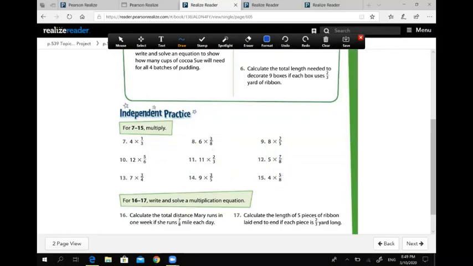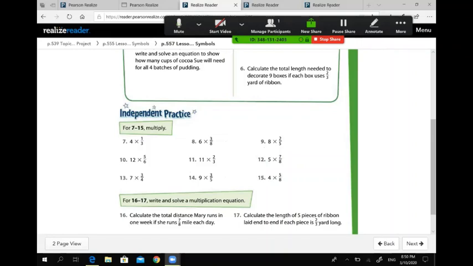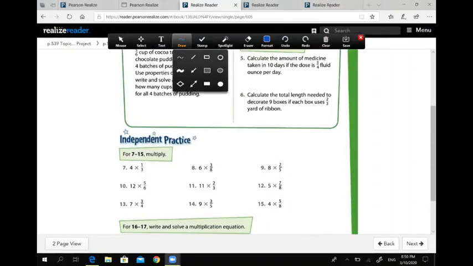Let's move to the next page. I will solve one more question here to make sure that you understand everything. Let's solve question number 12. 5 times 7 over 8. 5 times 7 equals 35 over 8.